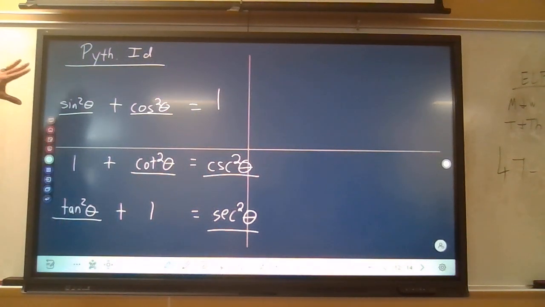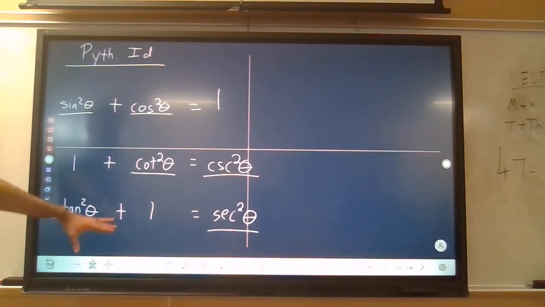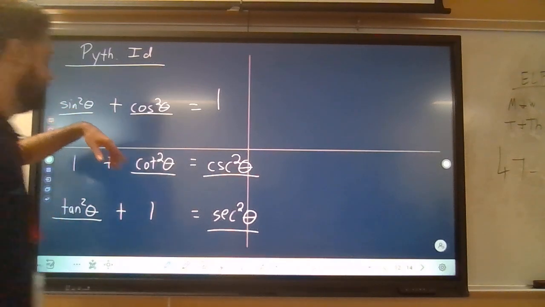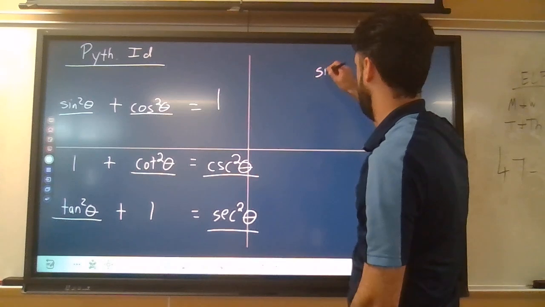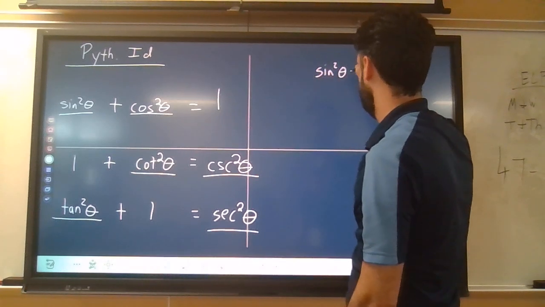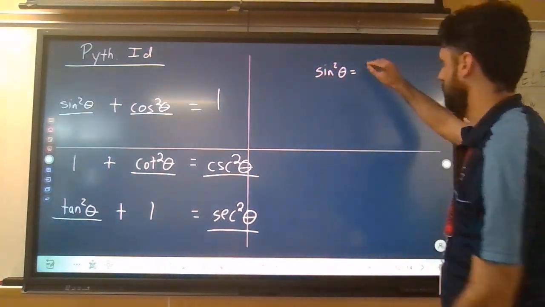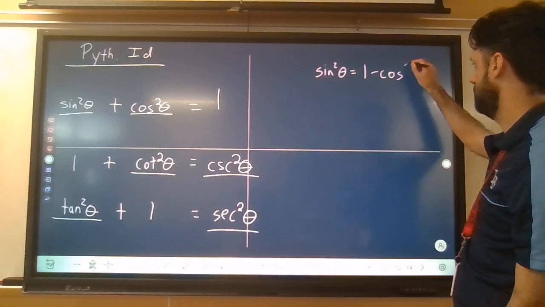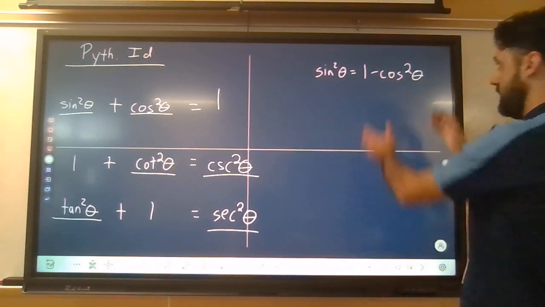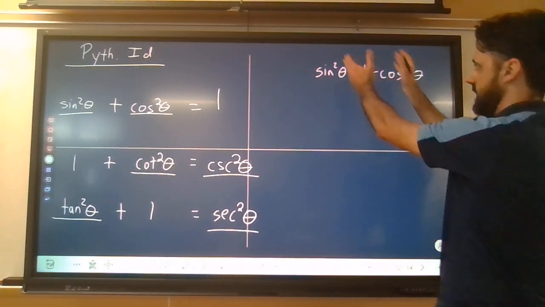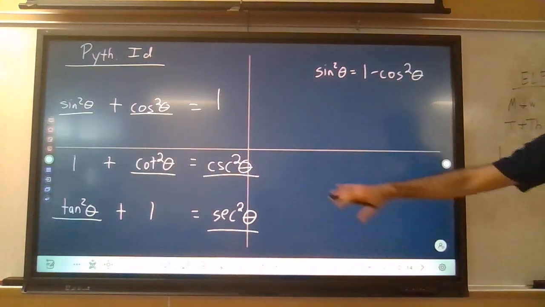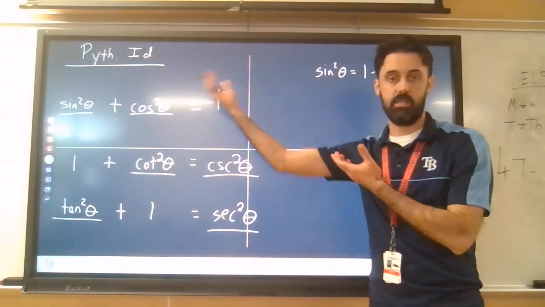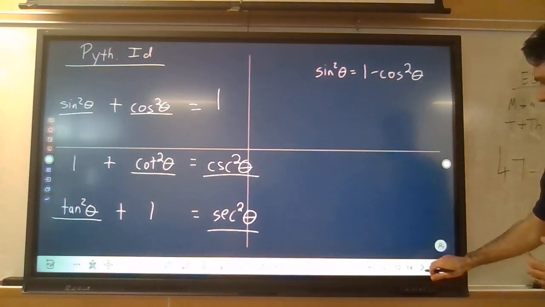I could also ask you to move some stuff around. So once you have this, I could say, hey, use this identity to find out what sine squared is equal to. And you would write that it's equal to 1 minus cosine squared. Or I could give you 1 minus cosine squared and ask you for sine squared. So you may have to add or subtract something over to the other side on this.